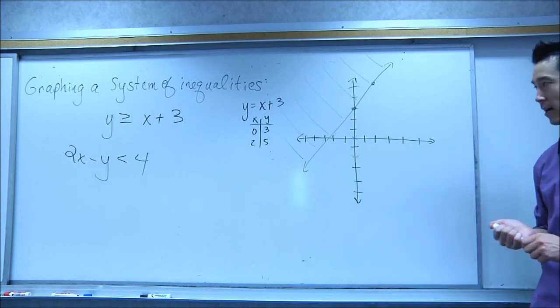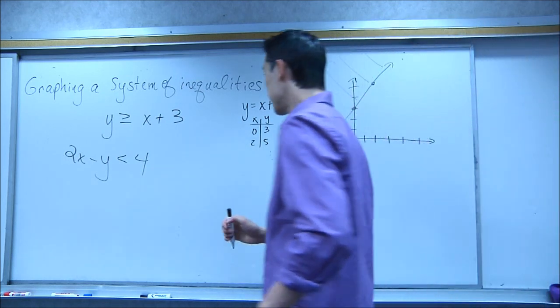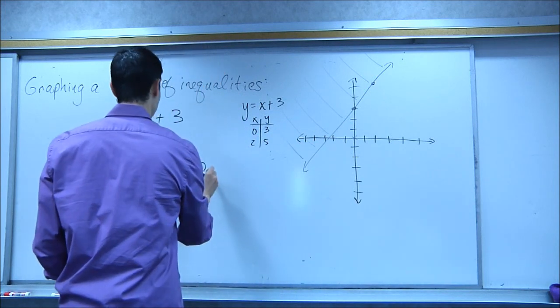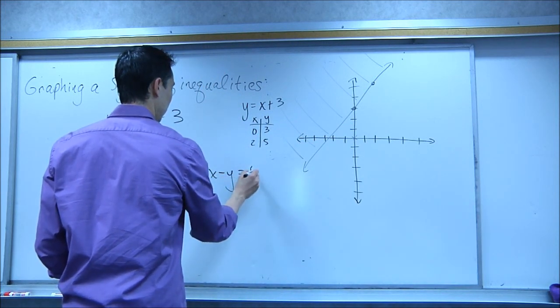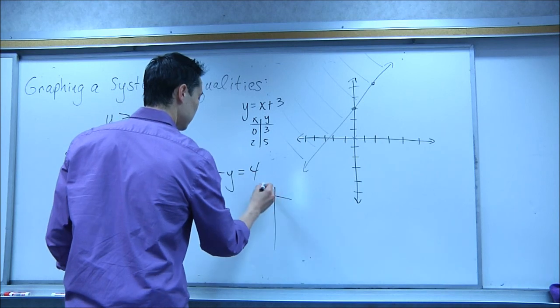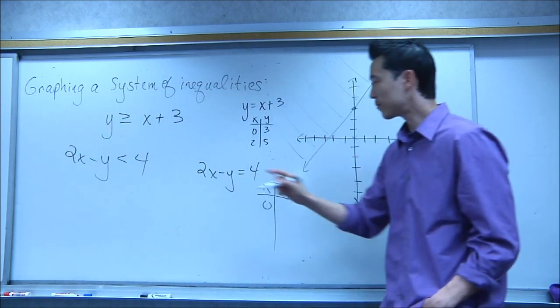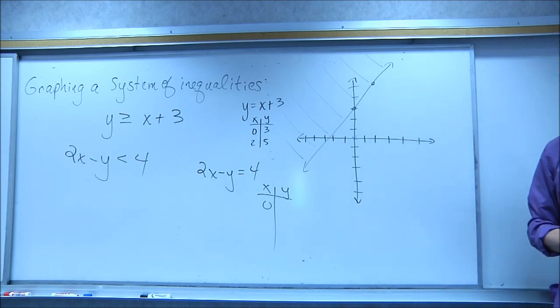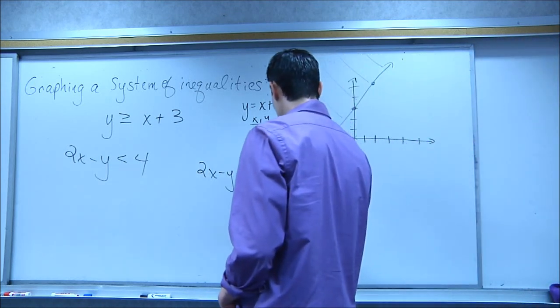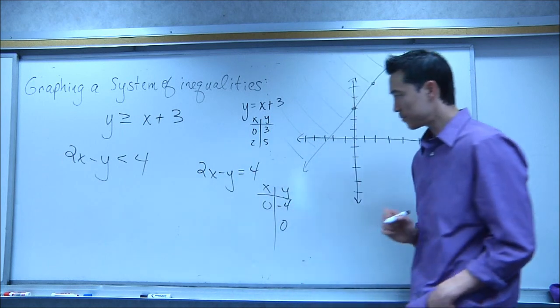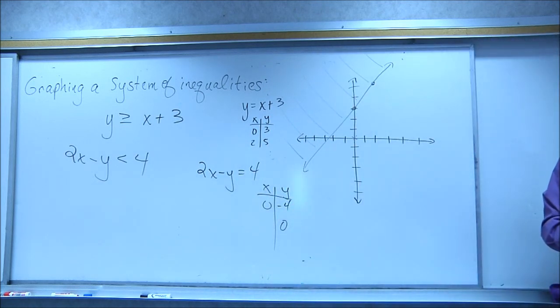Let's move on to the second graph now. 2x minus y less than 4. I pretend it's 2x minus y equals 4. And let's just do a quick table of values. If I let x be 0, what do I get for y? -4, thank you. If I let y be 0, what do I get for x? 2.